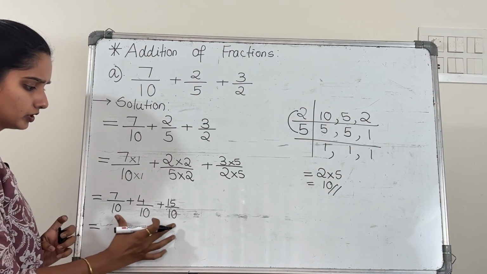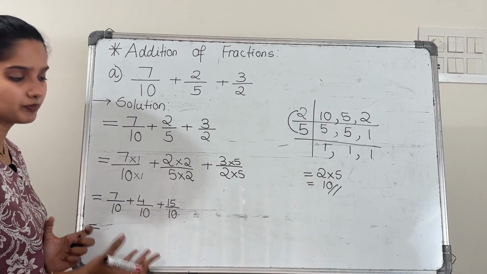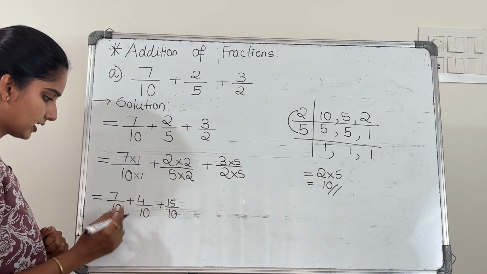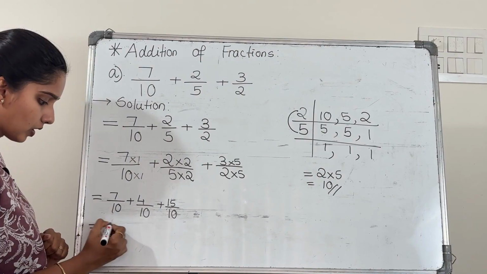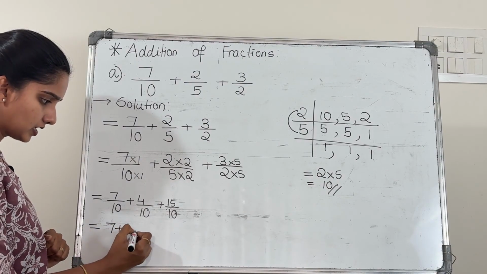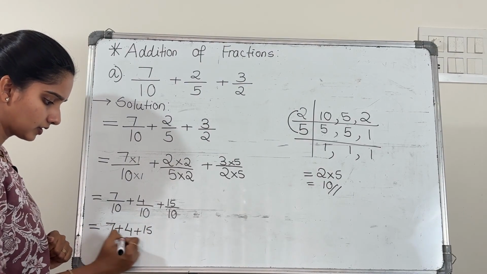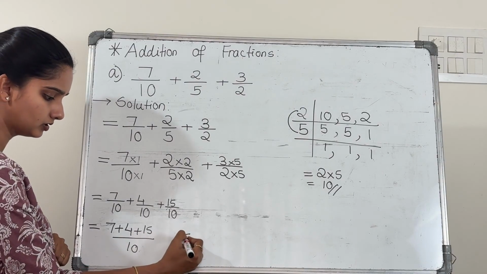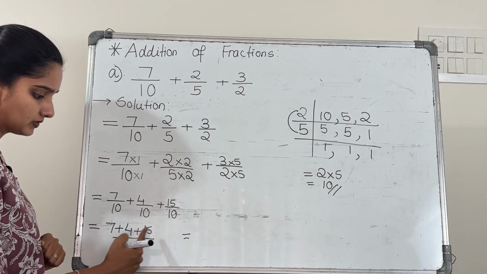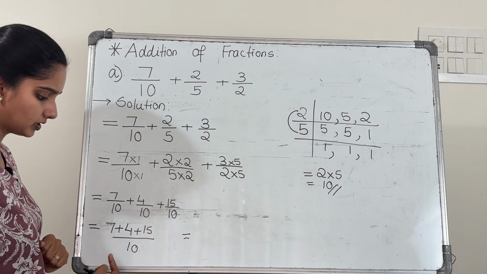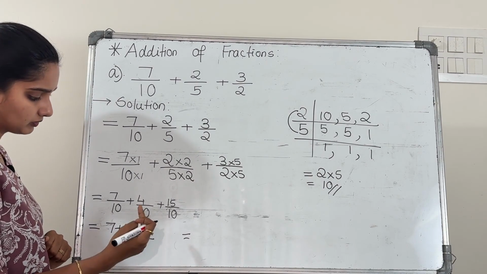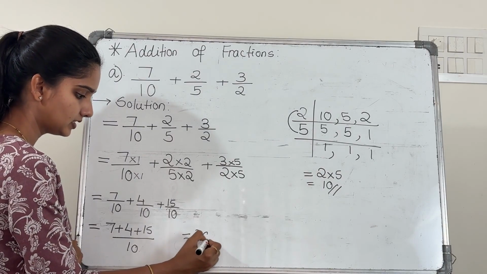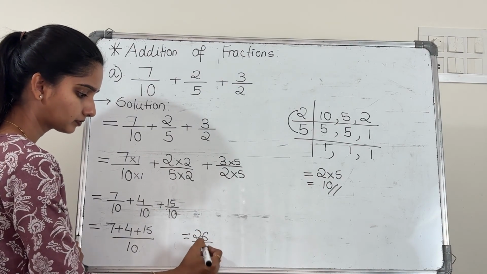Now your denominators are the same. If the denominators are the same, what did I tell you to do? You just have to combine it. My numerators are not the same, but how to write it? 7 plus 4 plus 15 upon, since my denominators are the same, I write it as it is. So 7 plus 4 plus 15, what are we going to get? 7 plus 4 is 11, and 11 plus 15 is 26. So it is 26 upon 10.